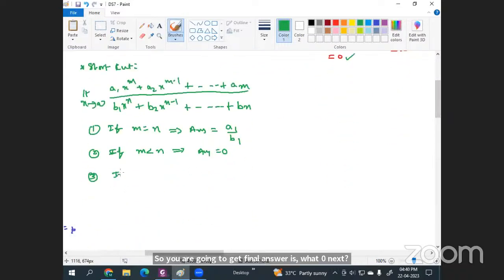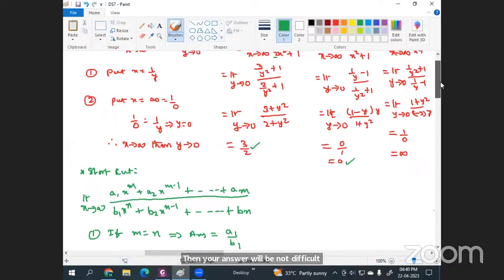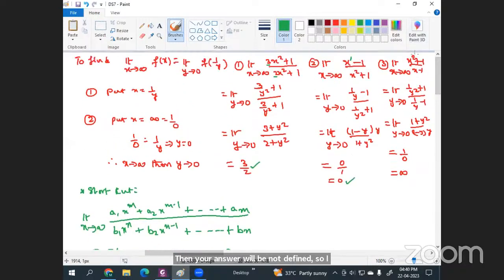Next, if the numerator degree is greater than the denominator degree, then your answer will be not defined. So I can write here the numerator degree is 2, the denominator degree is 1. Therefore, the numerator degree is greater than the denominator degree, so your answer is infinity. Right? So is this concept clear?